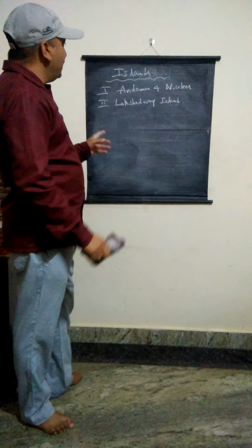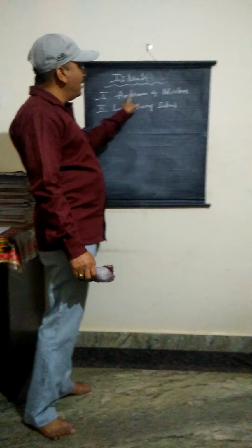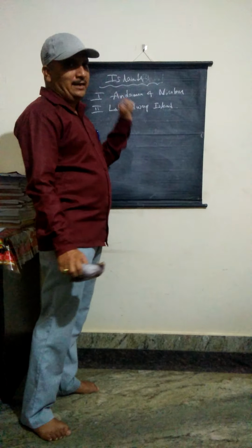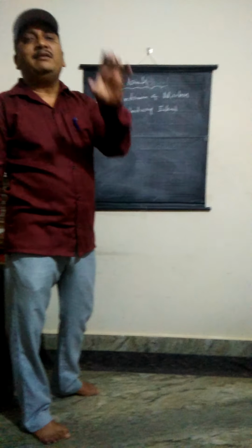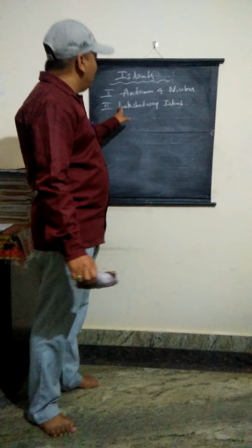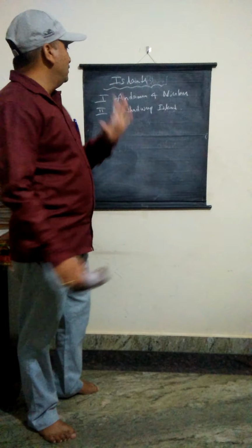So Indian islands are two groups of islands. Number one, Andaman and Nicobar Island. The second one is Lakshadweep Island. Andaman and Nicobar Island stretches in Bay of Bengal. Lakshadweep Islands stretches in Arabian Sea.